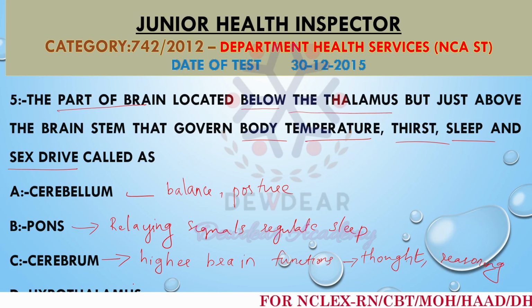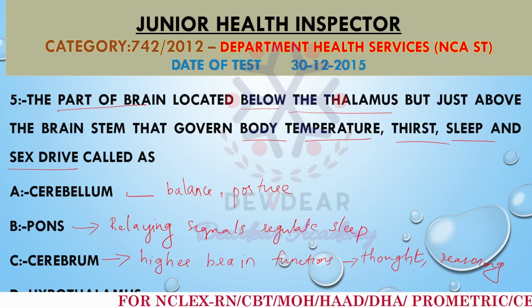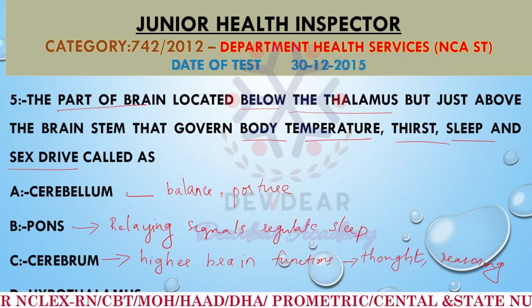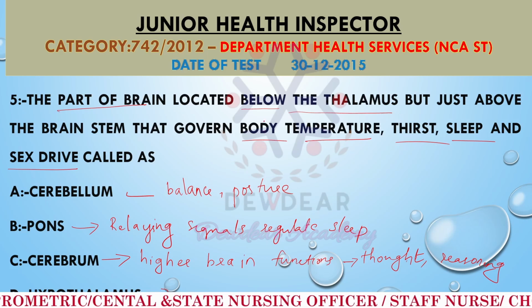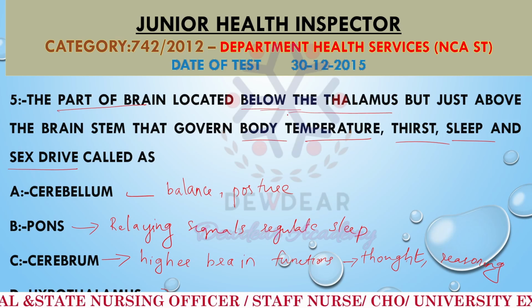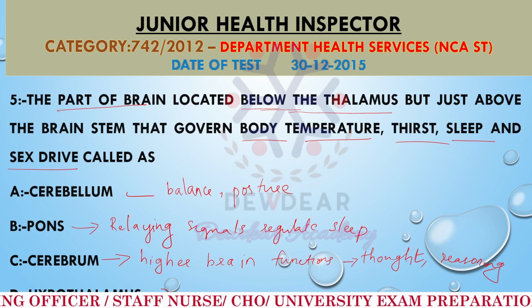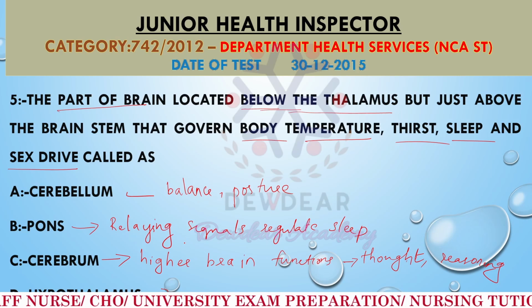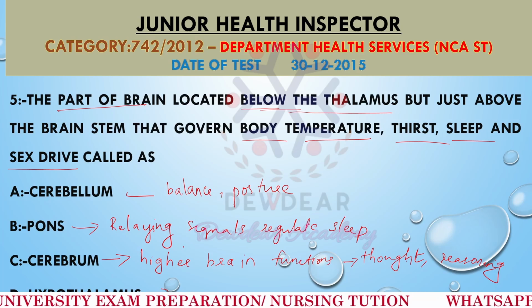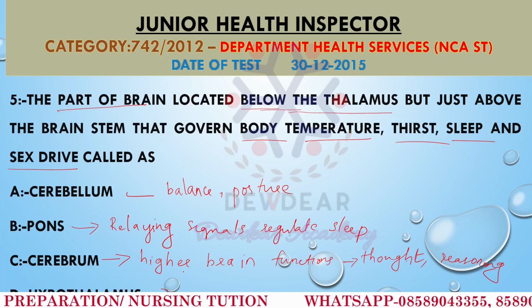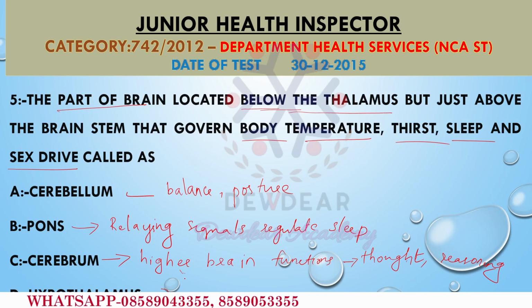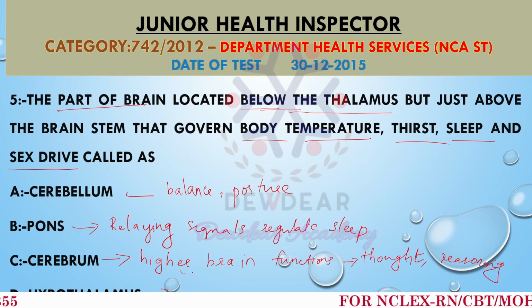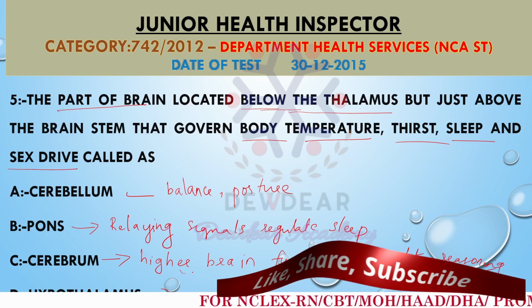Then we have hypothalamus. That is a small region, and from the term itself, it is located below the thalamus. So we have that clue here, that it is located below the thalamus, and it is above the brainstem also. It plays a critical role in maintaining homeostasis in the body, by regulating body temperature, thirst and hunger, the sleep-wake cycle, sex drive and reproduction, and release of hormones through the pituitary.